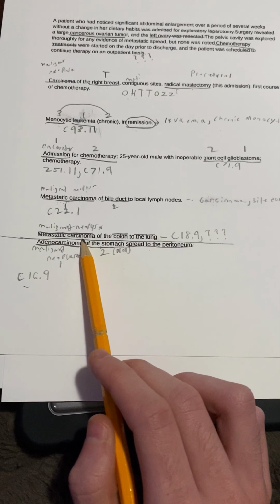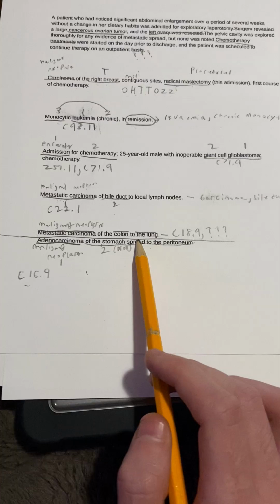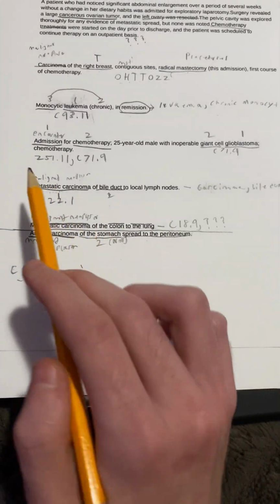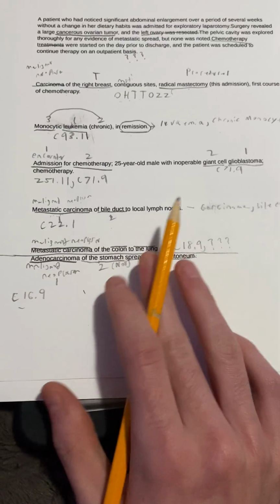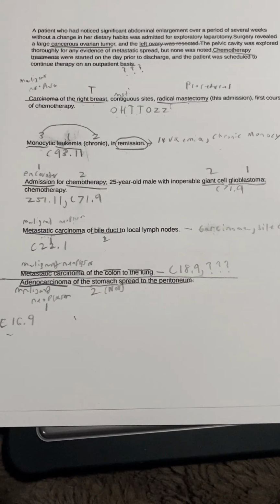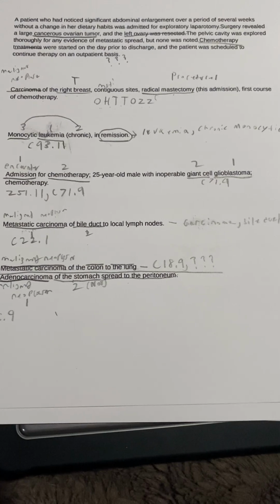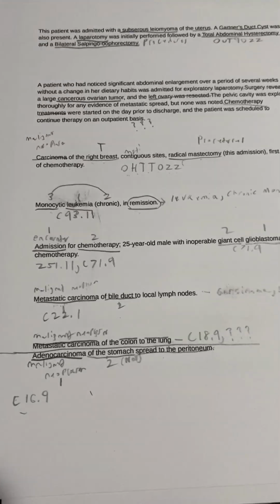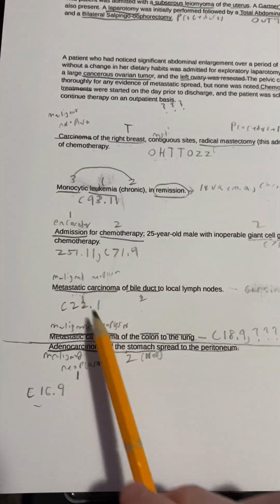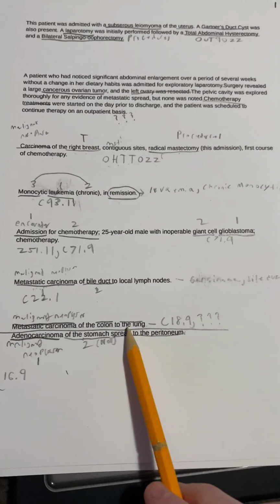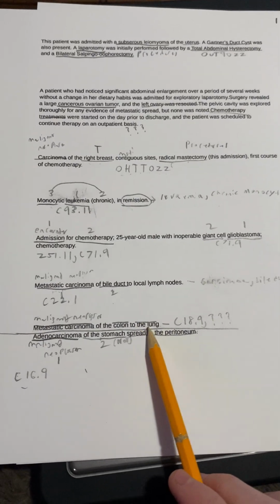Metastatic carcinoma, the colon to the lung. These two got very close together when I printed this, so I don't know. I did figure out C18.9, the malignant neoplasm of the colon, but I didn't know how to code it to the lung.